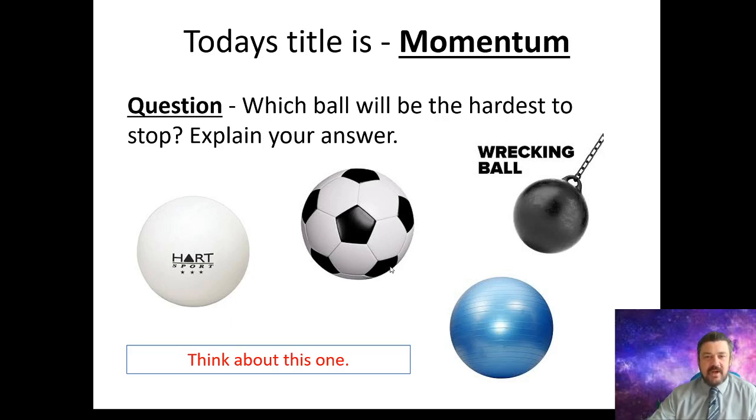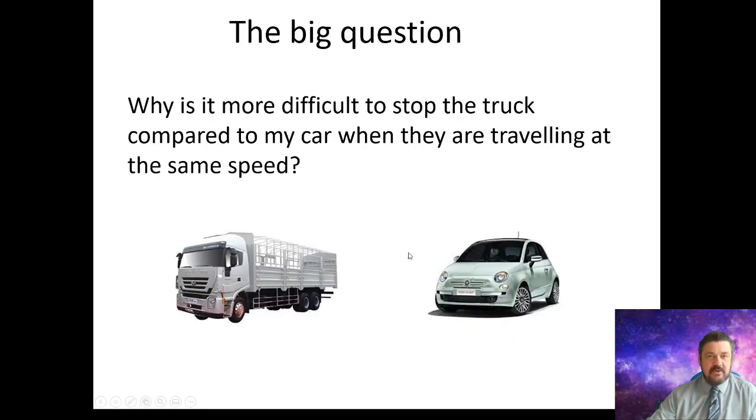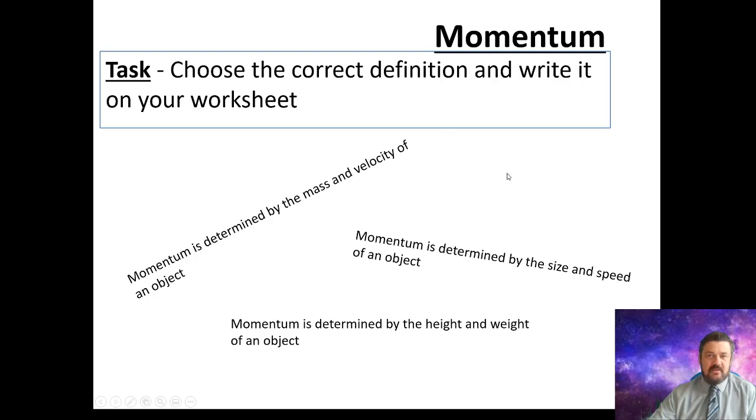Okay, we'll come back to that a little bit later on. You've probably got an idea it's the wrecking ball, but why? So this is what we're going to look at. Why is it more difficult to stop the truck compared to my car when they are travelling at the same velocity? So, what is momentum?